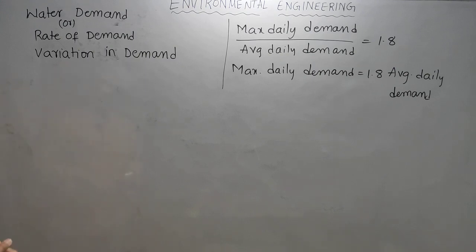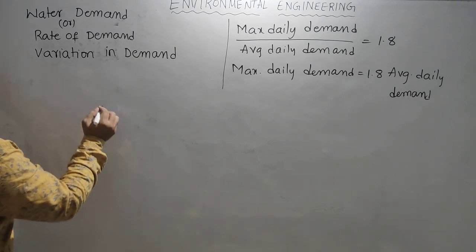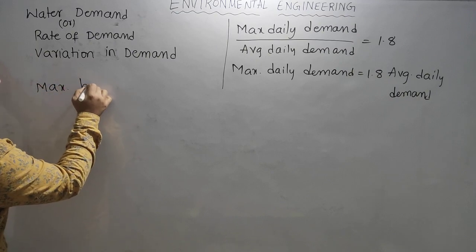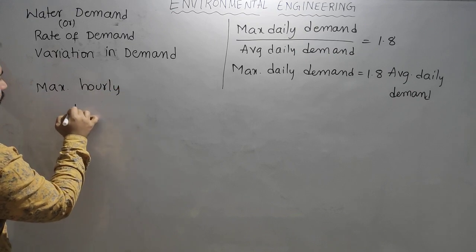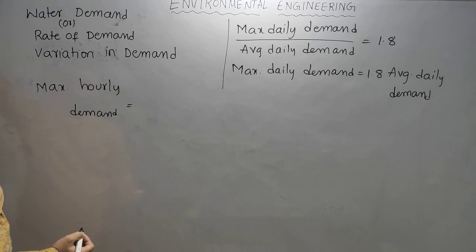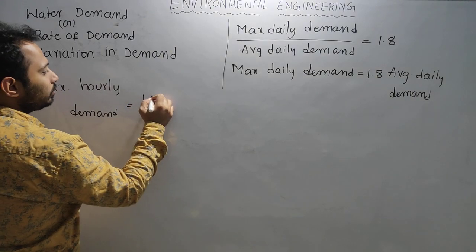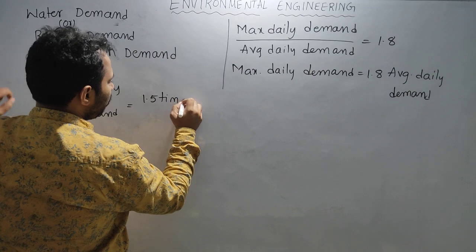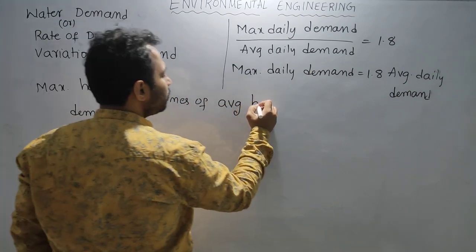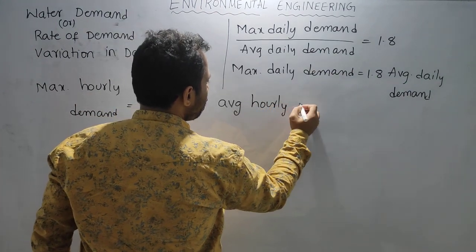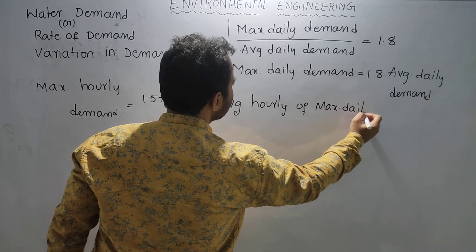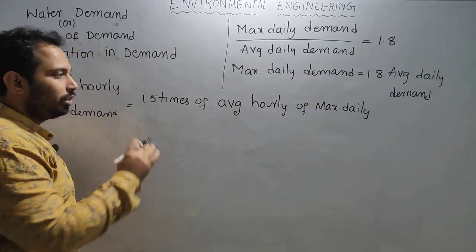So here, maximum hourly demand is defined like this. Maximum hourly demand is equal to 1.5 times of average hourly of maximum daily. See, listen to this carefully.